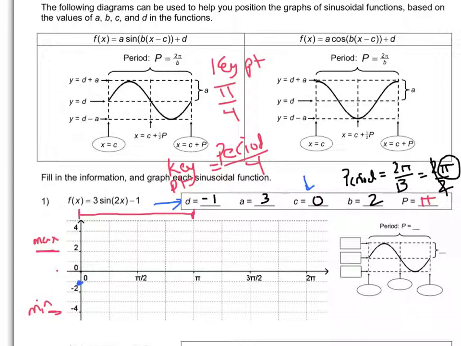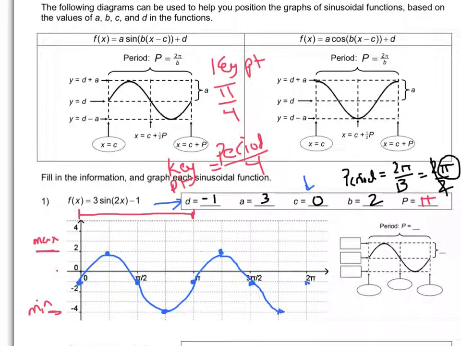Now since we don't have a reflection, that means I have 0, then at the next fourth, which is pi over 4, I have maximum, and now I go intercept, and then I go minimum, and then I go intercept. Notice I have one complete cycle. So there's one period, and then if I want to get another period, I just keep the pattern going. Here, here, here, and here.